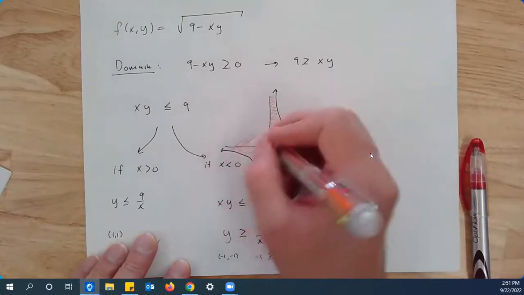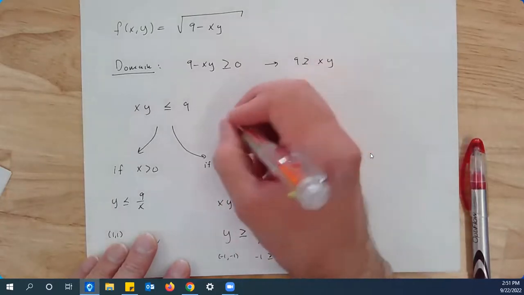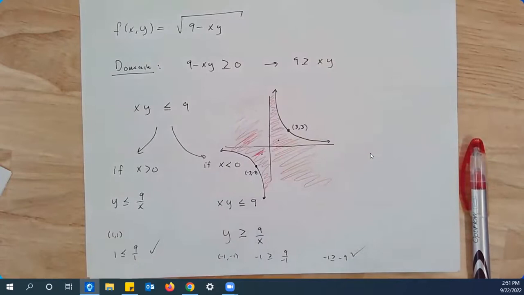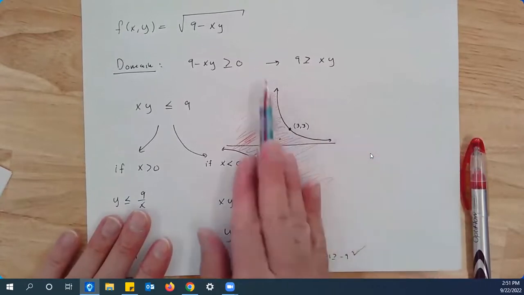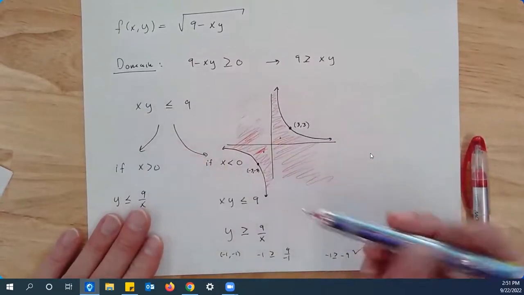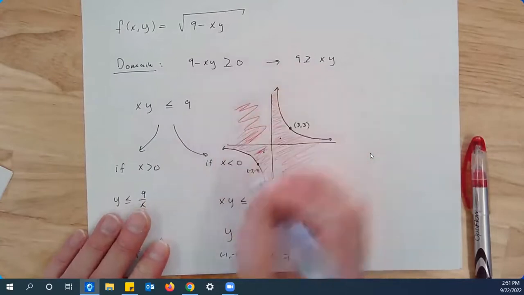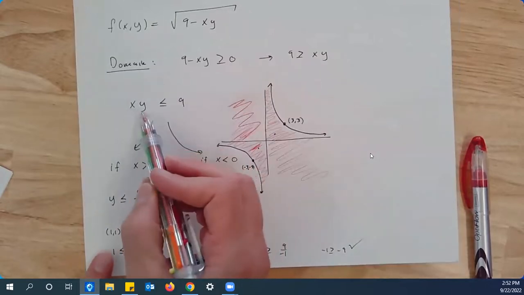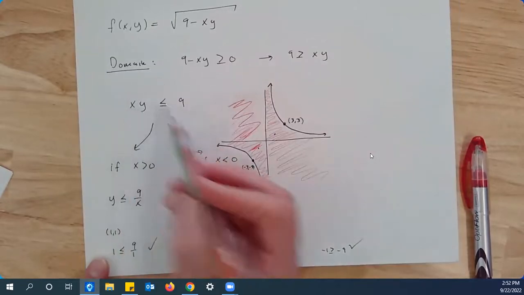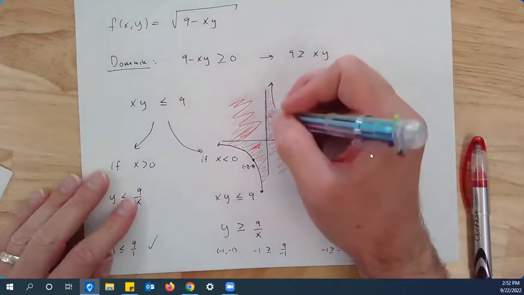Now, I should point out, I haven't addressed the x-axis yet. Is the x-axis included? So far, I picked x bigger than 0, which is everything on the right of the y-axis. I picked x less than 0, which is everything on the left. What about x equal to 0? Does that satisfy this inequality? For sure it does, because if x is 0, 0 times y is for sure 0, which is less than 9. So we get that too.